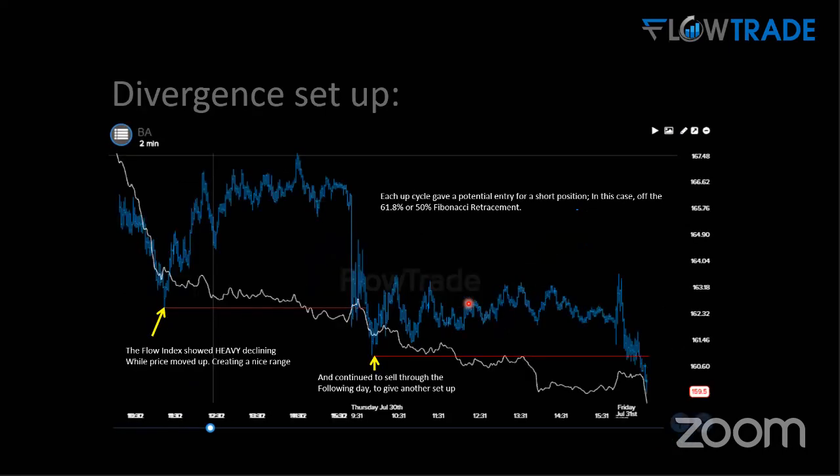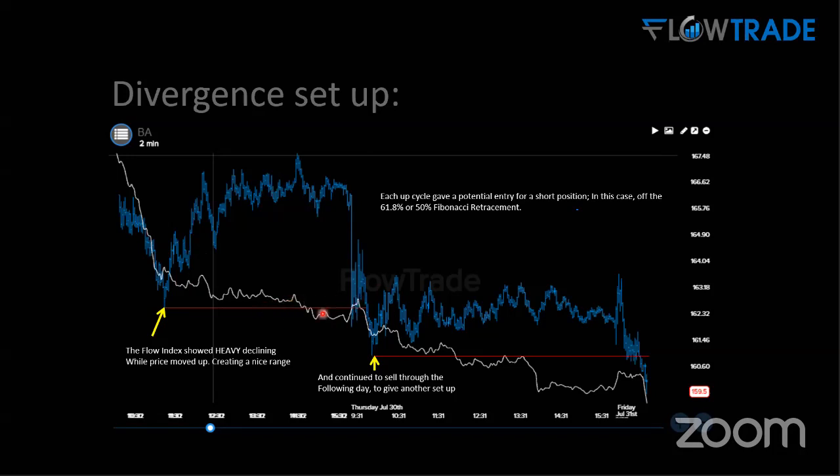So another setup, this one's just to point out that you can use this to the upside and to the downside. Of course, that first one that I showed was to the downside for BA. This is another one for the downside to BA. And again, we're just getting heavy pressure to the downside on the flow index while price is moving up. So we're looking for those big major areas of resistance to start taking those puts or building a short position, whatever the case is.